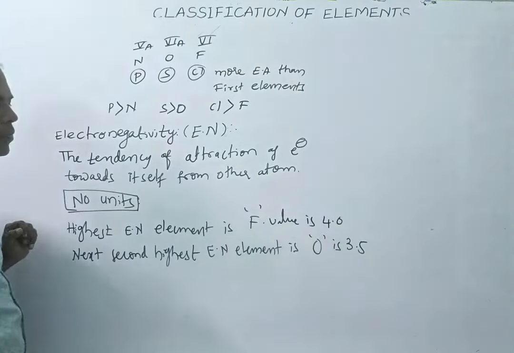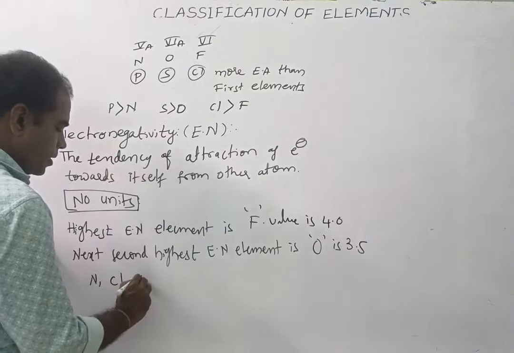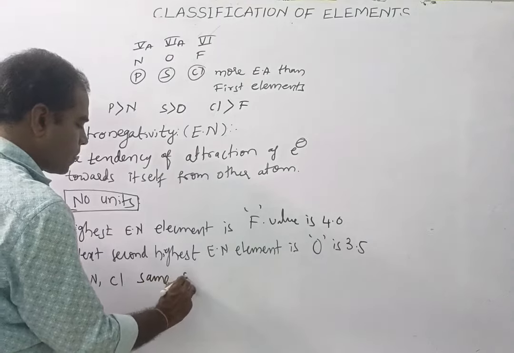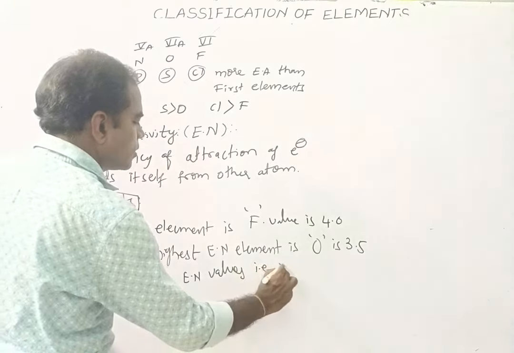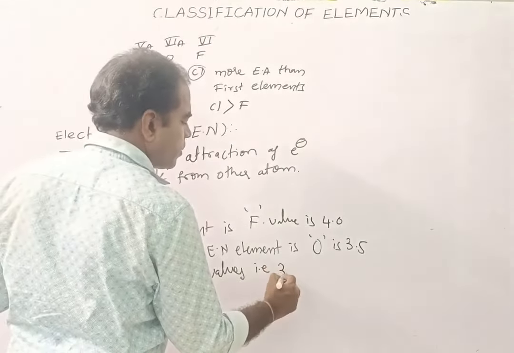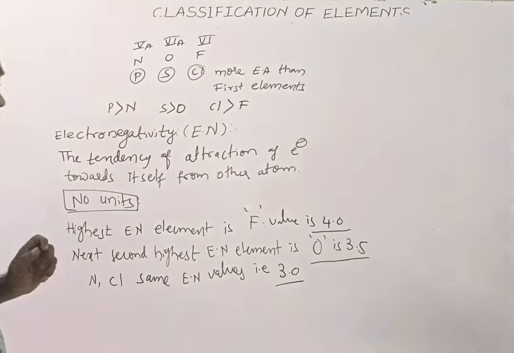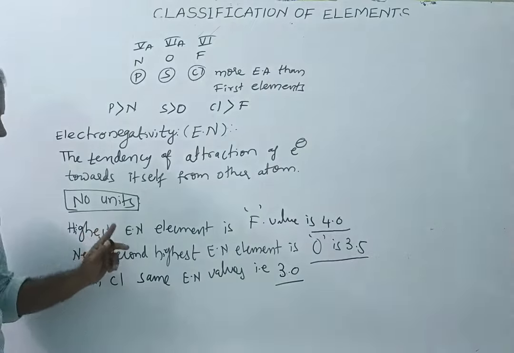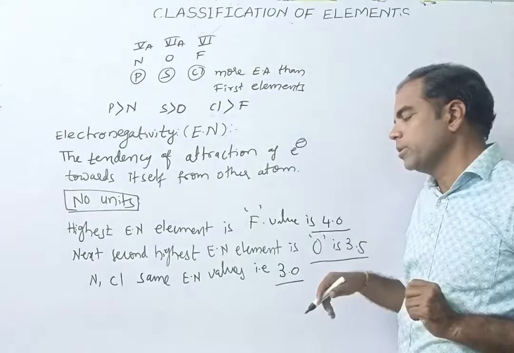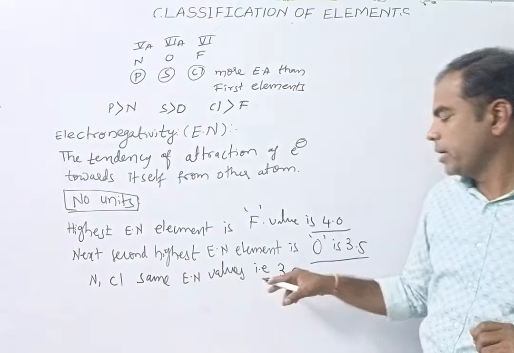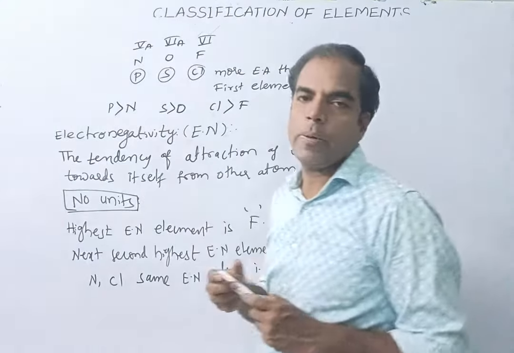Fluorine 4.0, oxygen 3.5, nitrogen and chlorine have the same En values, that is 3.0. Remember, the highest electronegative element is fluorine. The second highest electronegative element is oxygen. Nitrogen and chlorine contain the same En values. That means electronegativity values of 3.0.